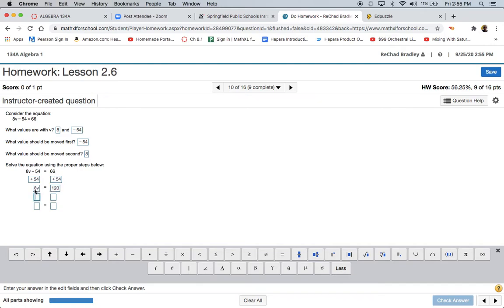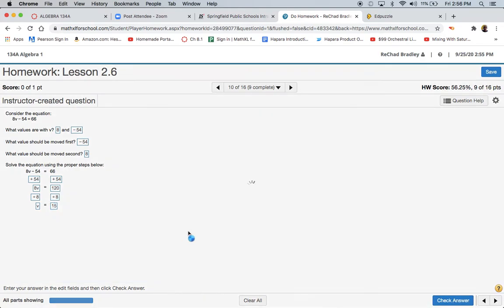Now how do I get rid of this 8? If it's 8 times v, I must divide by 8 and divide by 8. Those two things go away, leaving me with just v. 8 goes into 12 one time with 4 left over, so it'll be 15 there.